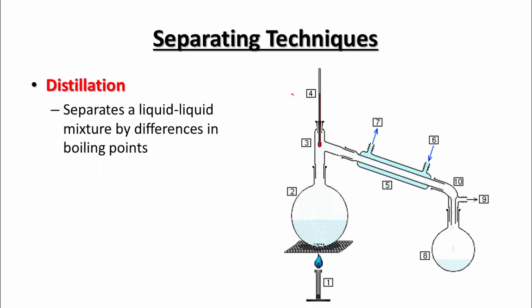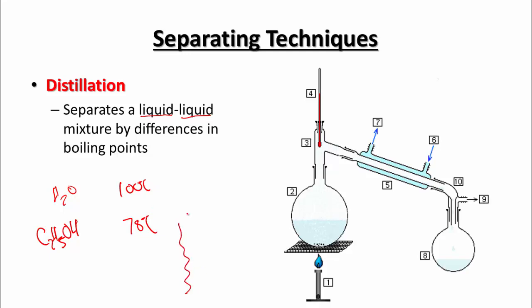Distillation separates two liquids. That's kind of the key there. It's a liquid-liquid mixture, and we separate them based on their different boiling points. For example, if we have water and we have ethanol, ethanol boils at approximately 78 degrees Celsius and water is at 100 degrees Celsius.